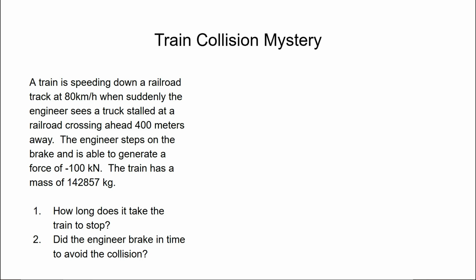The engineer steps on the brake and is able to generate a force of negative 100 kilonewtons. The train has a mass of 142,857 kilograms. So number one, how long does it take the train to stop? And number two, did the engineer brake in time to avoid the collision? So let's take a look at what we do first.